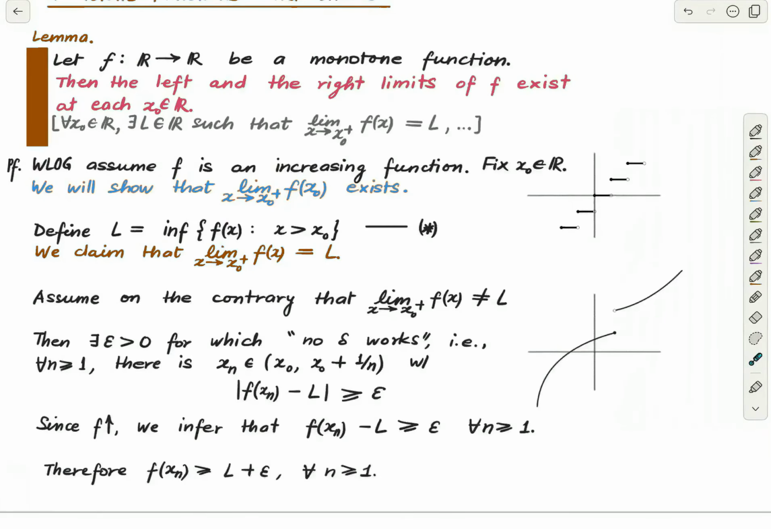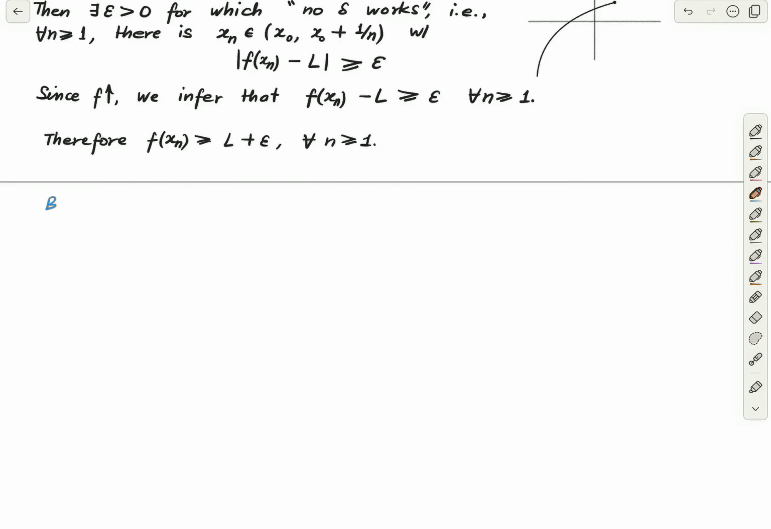But now note that xn converges to x0, and therefore, since f is increasing, we see that f of x is at least L plus epsilon for each x greater than x0.